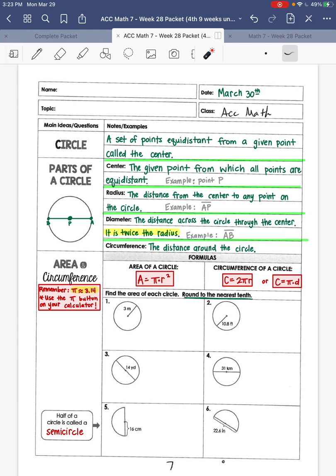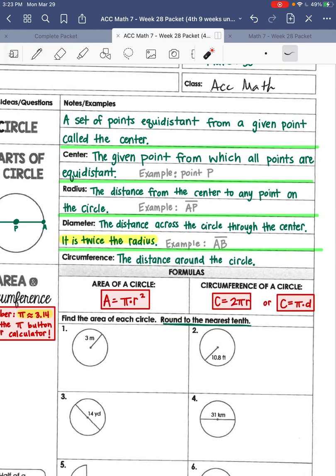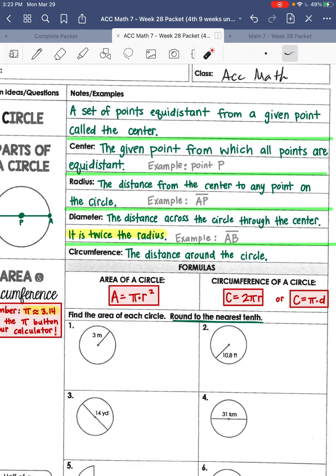So a circle is a set of points equidistant from a given point called the center. So equidistant is exactly what it sounds like, equal distance.